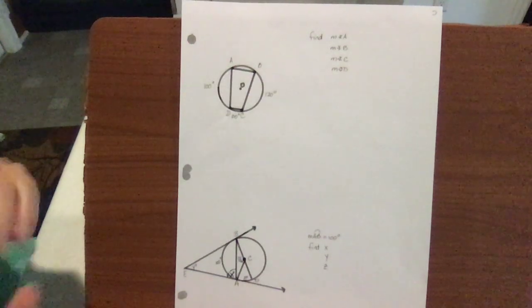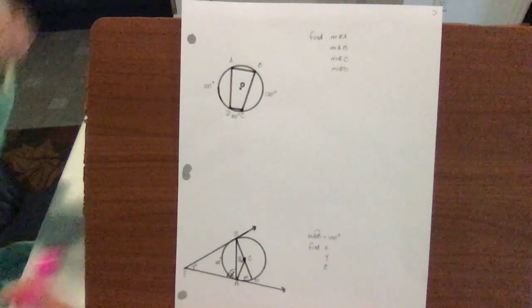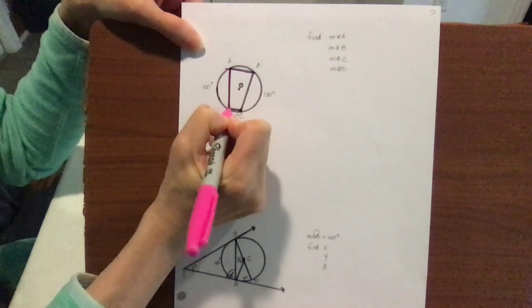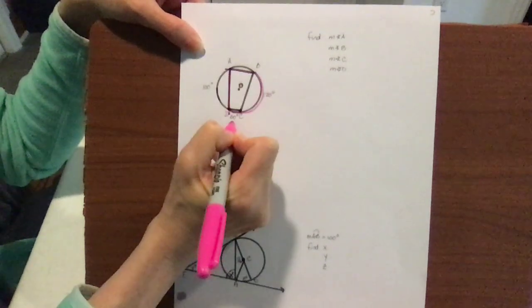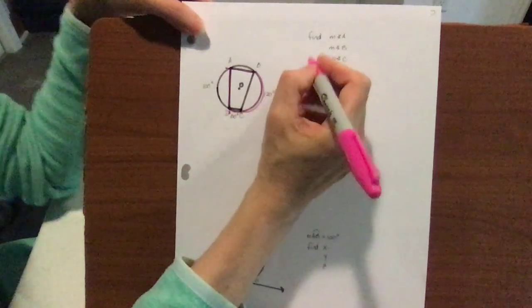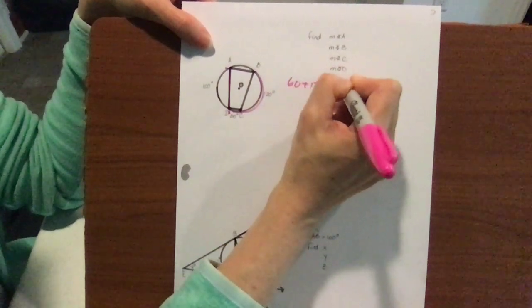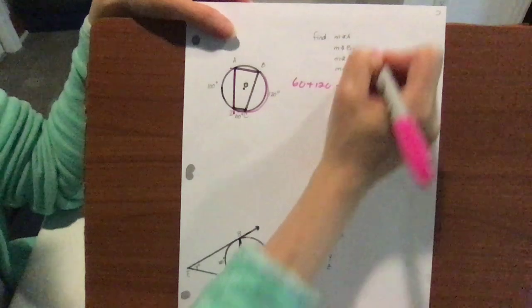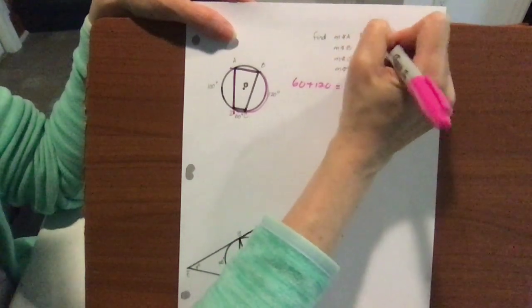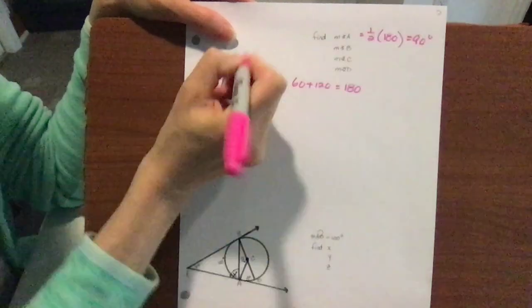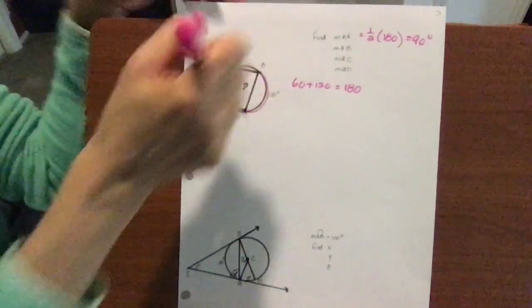All right, let's see if we have enough information to find angle A. So I'm going to trace angle A, and the arc comprises 60 and 120. So 60 plus 120 is 180. And so the measure of angle A is going to be half of the intercepted arc of 180, which is 90 degrees. So I'm going to put 90 here, or you can put a little right angle box there.